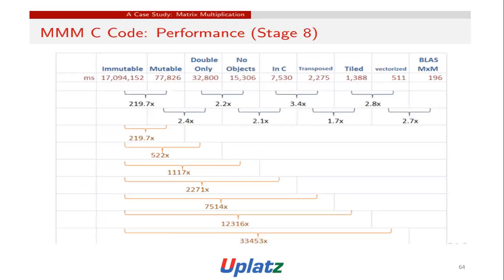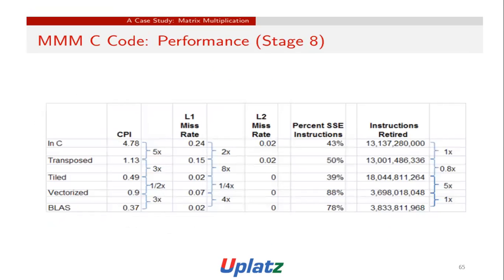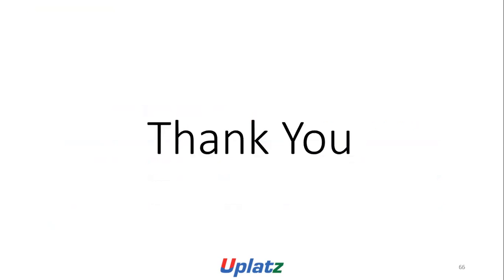The program is shown here. After nudging, tiled, vectorized and with the ALM, we get a 43x improvement. CPI is brought down to 0.37. L1 miss rate is brought down to 0.02. L2 miss is 0, and percentage has gone to 78%. Instructions retired also improved, reduced. Thank you.